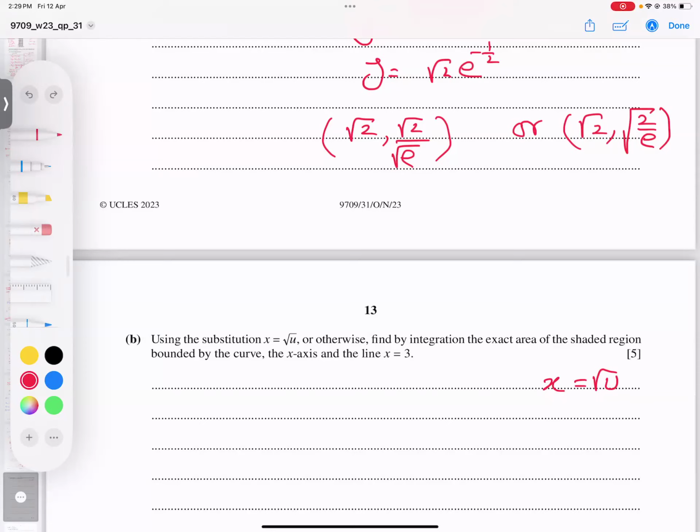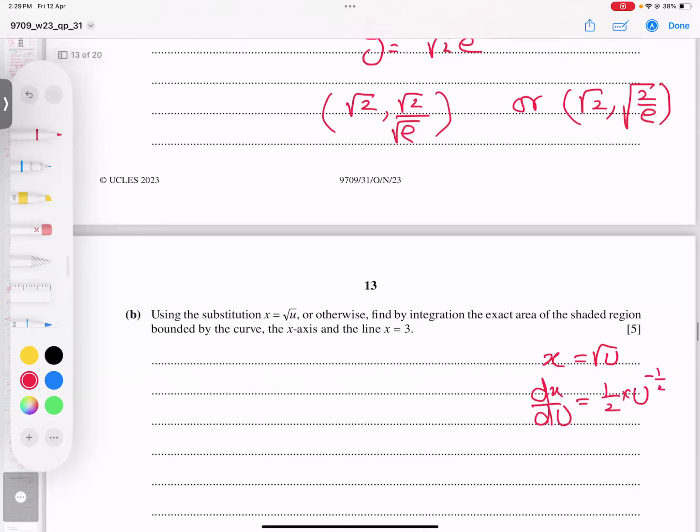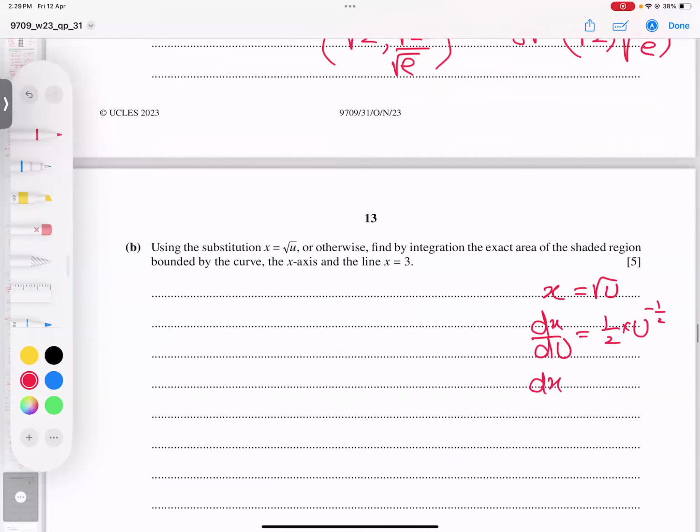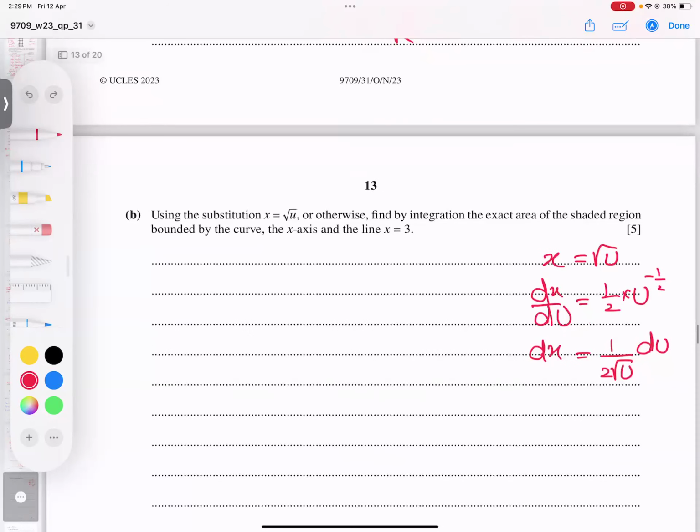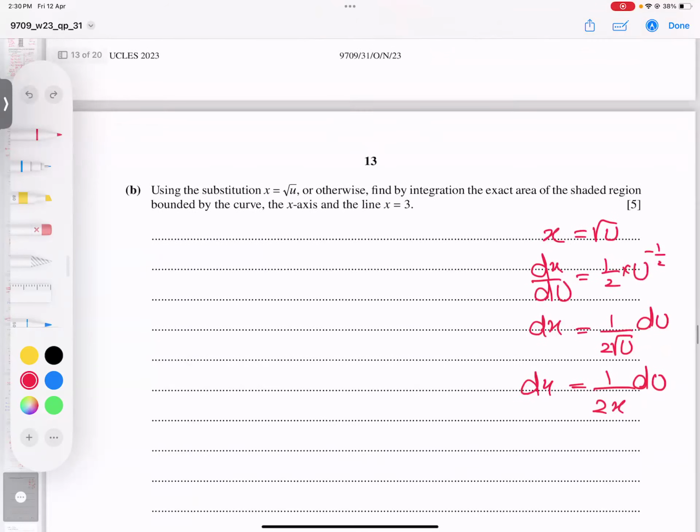Okay, so what is the method? dx over du. And what is the rule of differentiation? The 1 over 2 comes down and the power becomes 1 less, minus half. So I will get what? Bring it to the denominator, I get 1 over 2 root of u, and this du multiplies there. Root u is equal to x, so this will turn out to be 1 over 2x du. And this will multiply there. So, okay, I think this is enough.